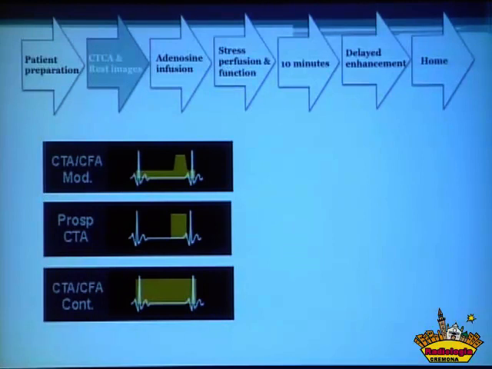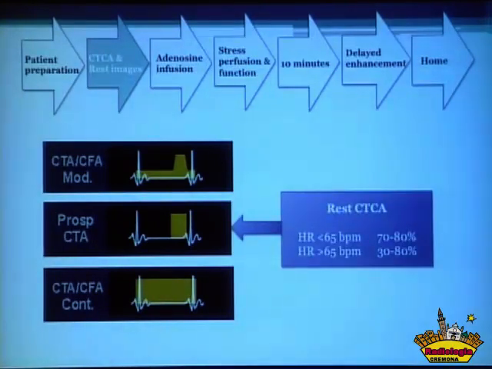So the next thing we have to select is what temporal window we're going to use to do the scan. And for our rest scans, we generally use the prospectively gated one-shot with an acquisition window of 70 to 80%. If the heart rate's above 65 beats a minute, we use a 30 to 80% window for the reasons that Russell's already explained. Now, we have two other options here if we want to get functional information from the rest scan as well, a dose-modulated scan or a constant across a whole R-to-R interval. But generally for the rest scan, we use the prospectively gated CTCA.